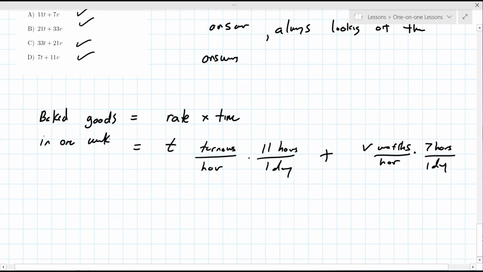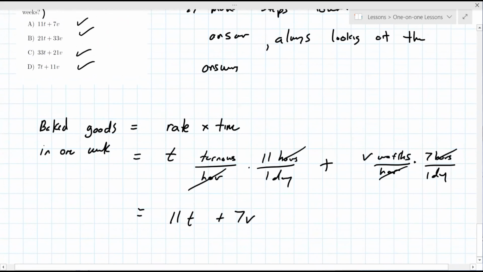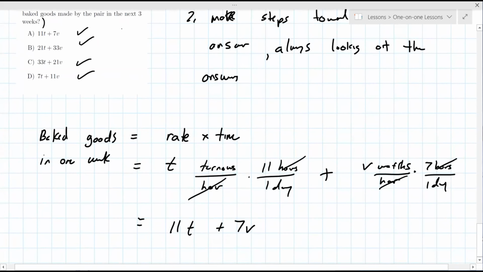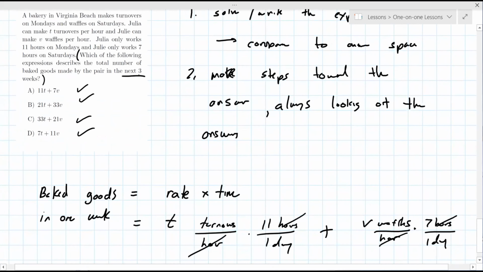So if you recall from some of your other classes, you can make some cancellations here. This is 11T plus 7V. So is that the answer there? Yes, it looks like it's letter A. Would you agree? Yeah. But it says in the next 3 weeks.